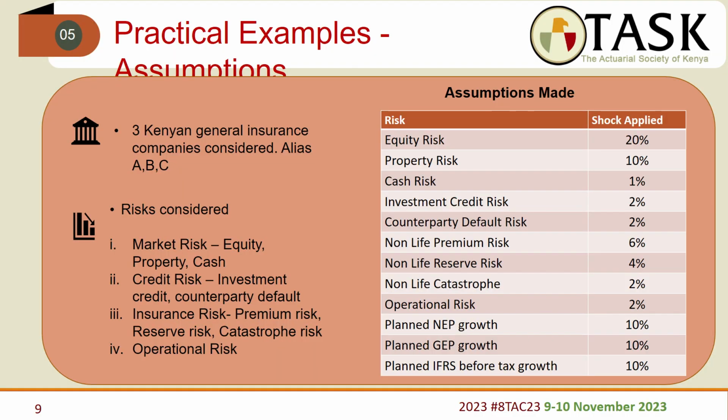So with earnings at risk, we tried to test this model with 3 Kenyan companies. We used the 2020 financials that are all available online. They are all of similar size, and we've denoted them as A, B, and C. We made some assumptions. So for example, we assumed that for the next 3 years, they grew by like 10%. And then we made some assumptions based on the shocks that will be applied on earnings at risk.